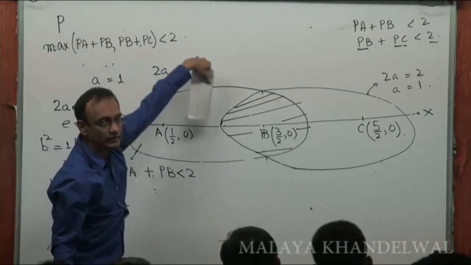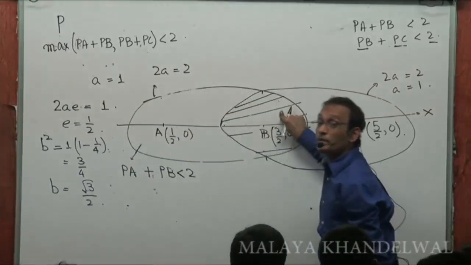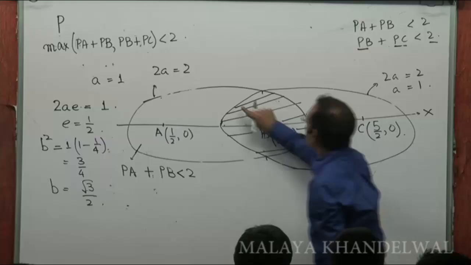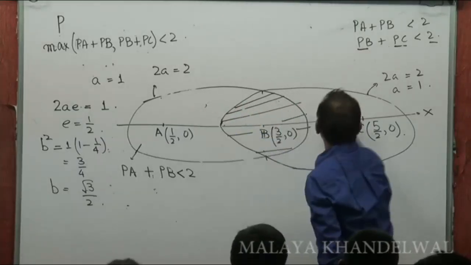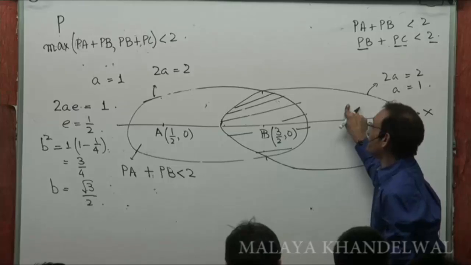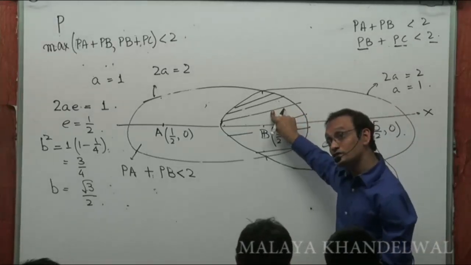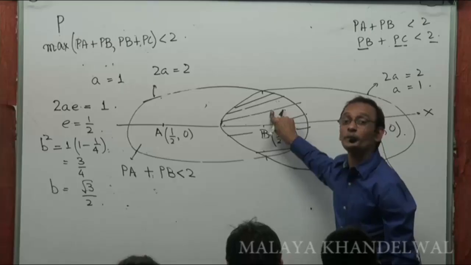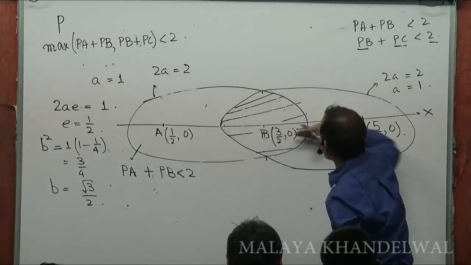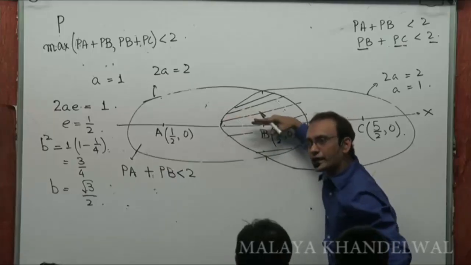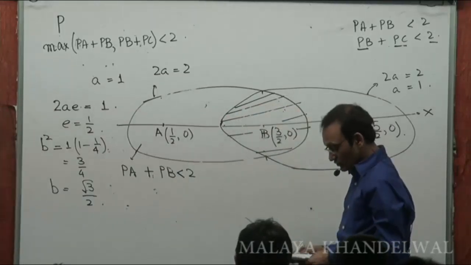Both these have to be, right? This is the region because both PA plus PB and PB plus PC have to be less than 2. If I select this region, then PB plus PC will become larger than 2. If I select this region, then PA plus PB will become larger than 2. But if I select this region, it belongs to both ellipses. So PA plus PB will be less than 2. PB plus PC will also be less than 2. This is the region. And this region, as you can see, enjoys symmetry about the x-axis.